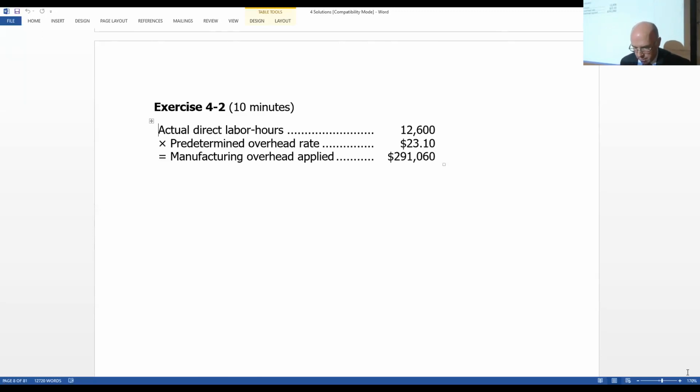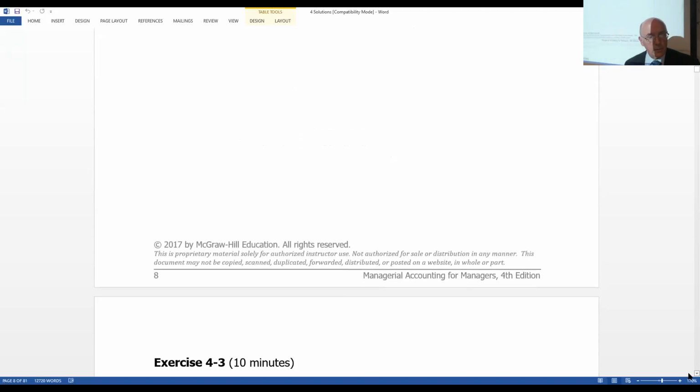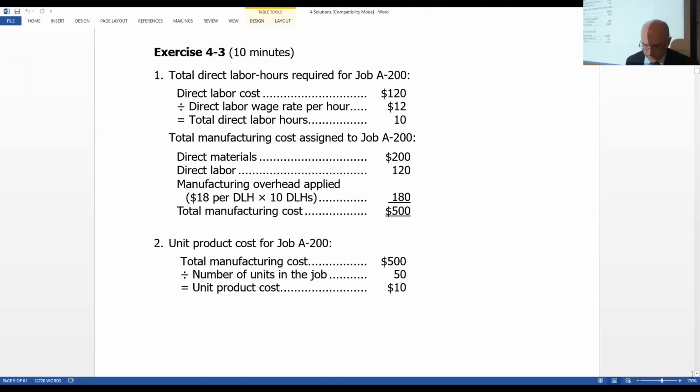Number 3, computing job costs. Another 10-minute thing, but this takes a few more lines. Weaver Company's predetermined overhead rate is $18 per direct labor hour, and its direct labor wage rate is $12 per hour. The following information pertains to job A200. So you have direct materials, 200, direct labor, 120, and the other manufacturing cost, overhead, we have to figure out. What is the total manufacturing cost assigned to job A200?